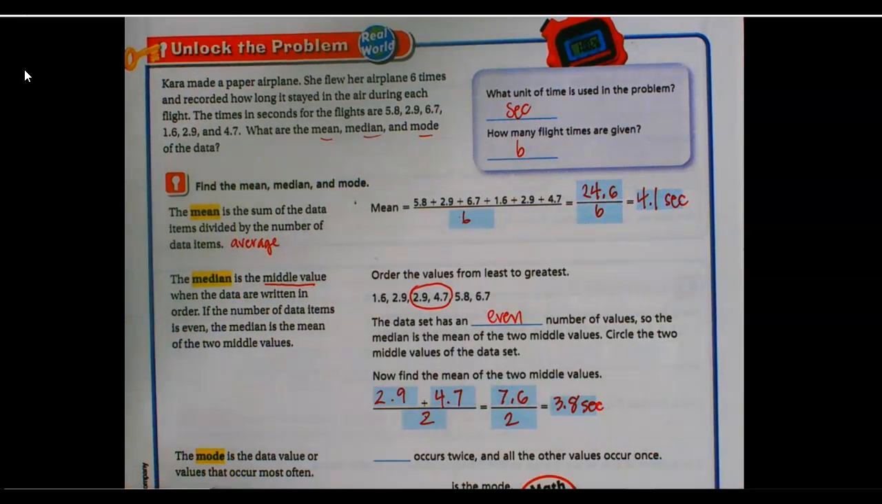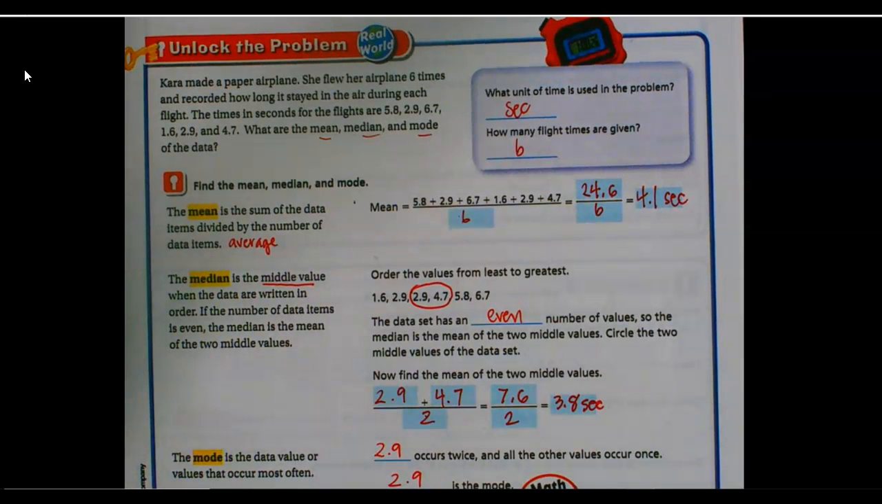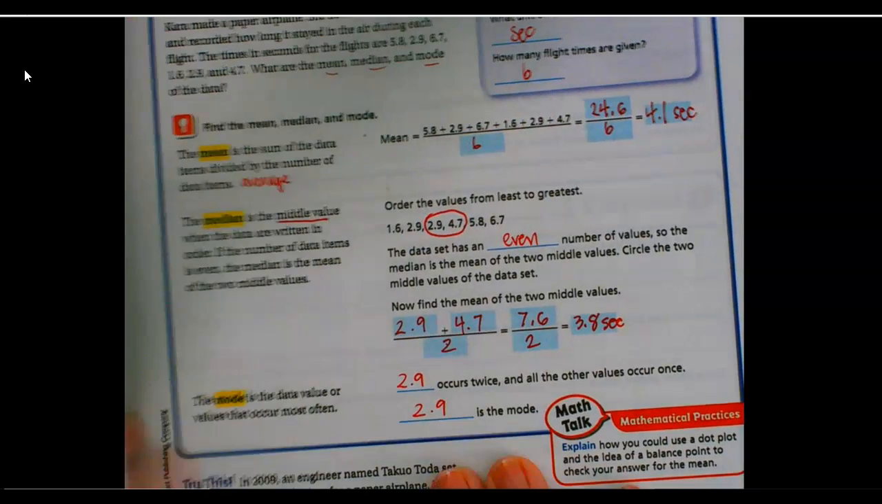Finally, the mode. The mode is the data value or values that occur the most often. So we'll look at the data set up here, and we see that 2.9 occurs twice, and all the other values occur just once. So 2 and 9/10 is the mode. There's the great reveal.